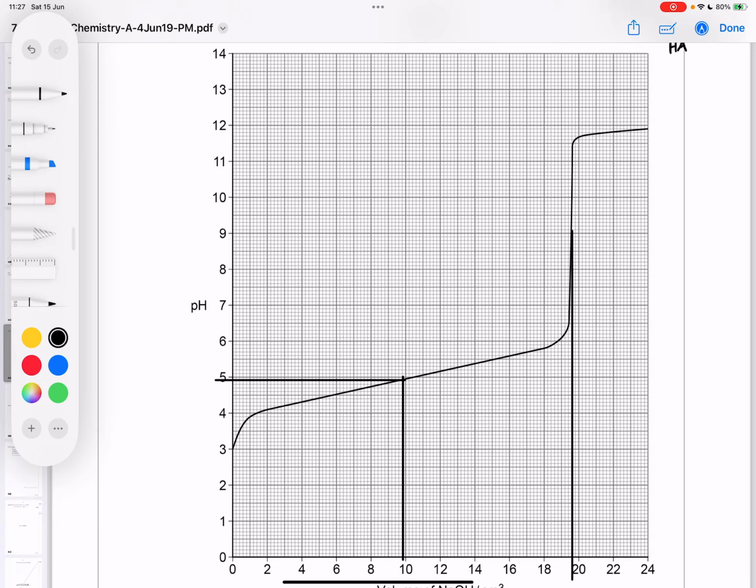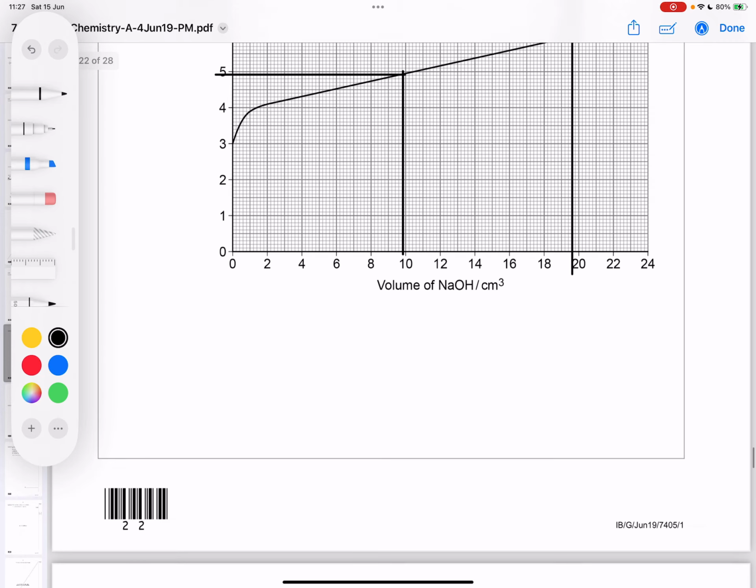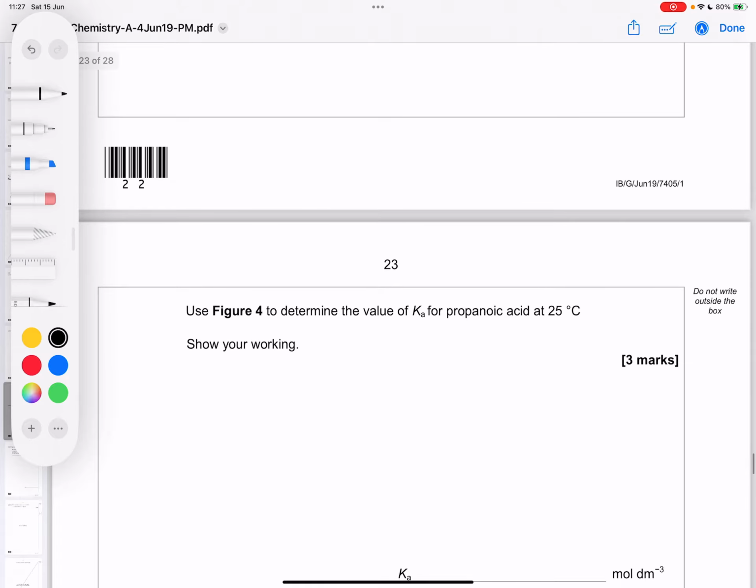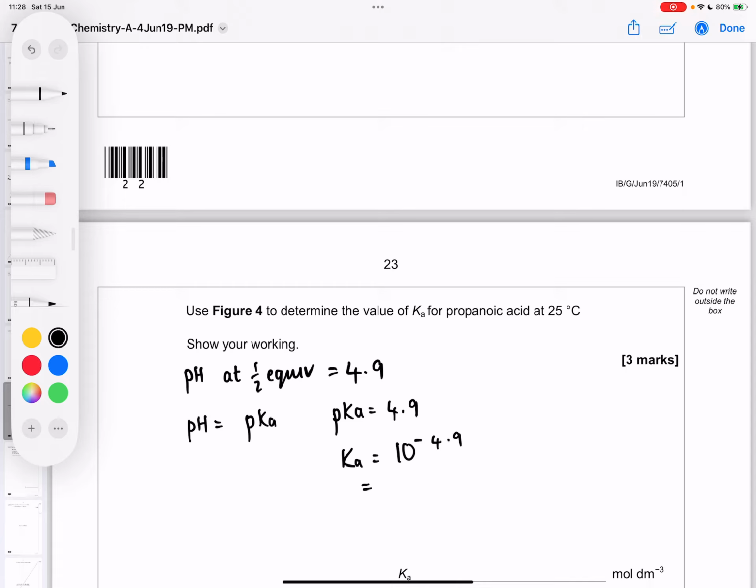So the pH at half equivalence, so it was equivalent at 19.6, half of that is 9.8, the pH is 4.9. And the pH at half equivalence equals the pKa. So that means that the pKa equals 4.9, which means that the Ka equals 10 to the minus 4.9. So I'm going to do that on my calculator and get 1.26 times 10 to the minus 5.